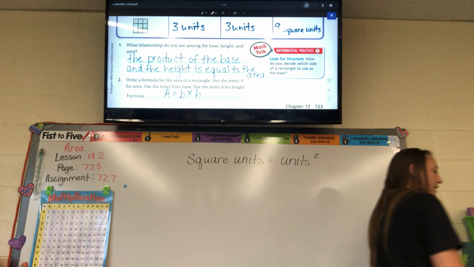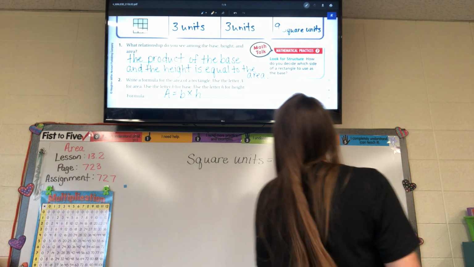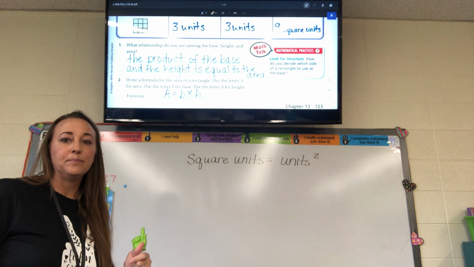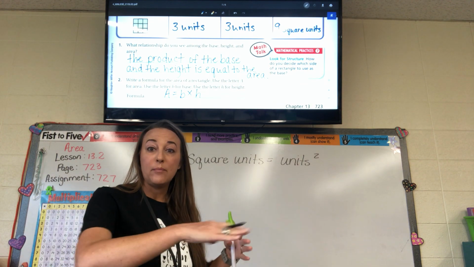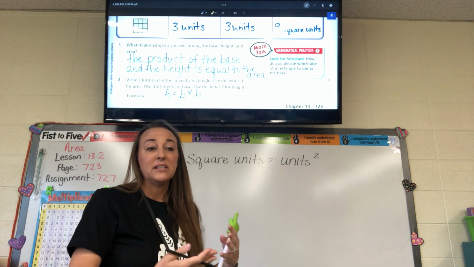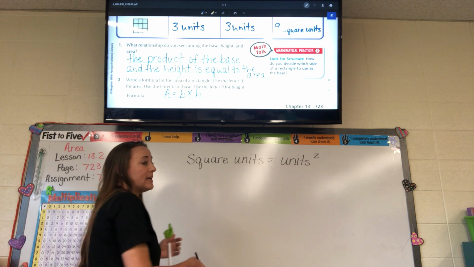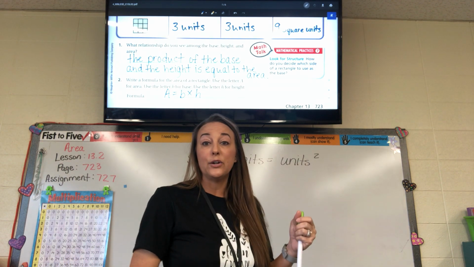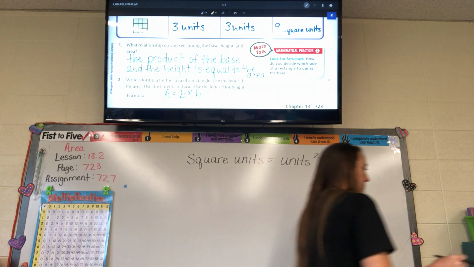Here's a question over here. How do you decide which side of a rectangle to use as the base? Well, I like to use the one that is kind of the bottom of the rectangle because the base of something typically means the bottom. But as long as it's a line that is perpendicular to what you're using for the height, then you're good, okay?